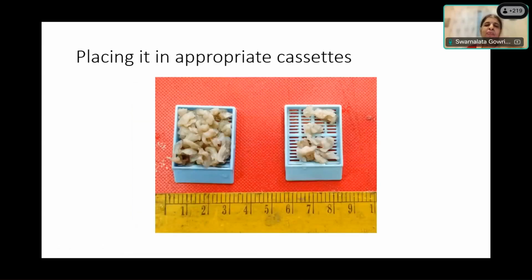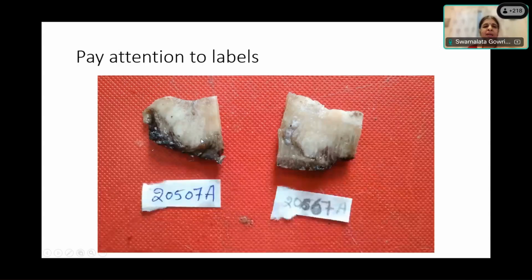Again, when you fill your cassette, in your enthusiasm, don't stuff tissue into 3-4 cassettes. Make sure it's optimal, neither too little nor too much, because if you stuff tissue like this, again, there is a danger that many of these bits may not get processed. And if your target lesion, if your tumor is in one of those tissues, you will again miss the diagnosis.